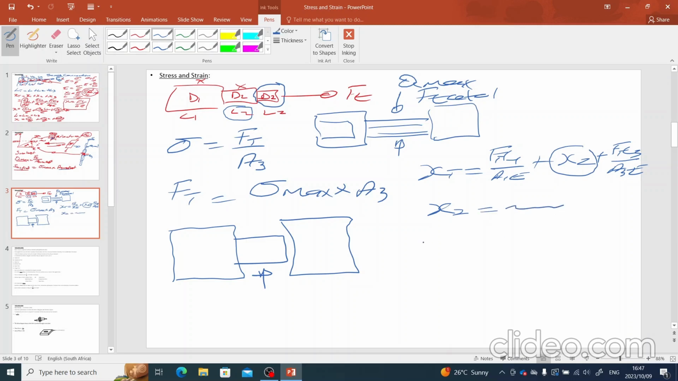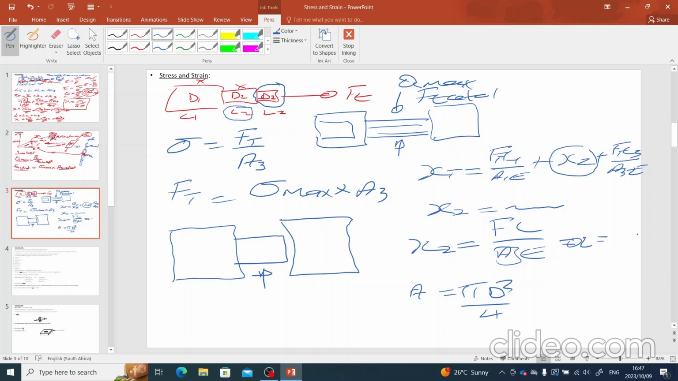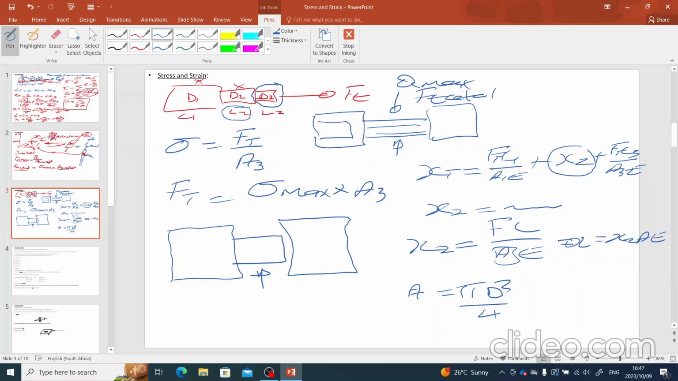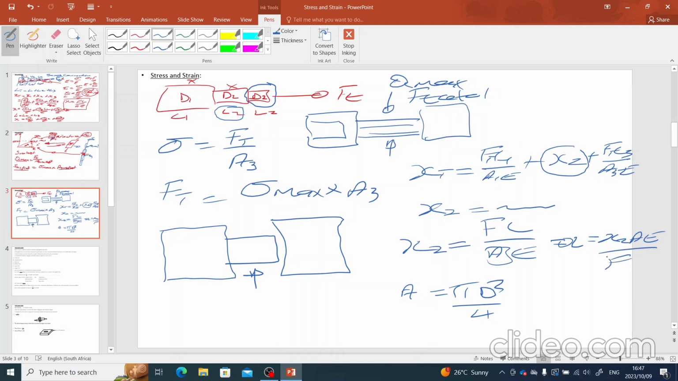After getting the value of X2, you come and calculate whatever they want you to calculate, be it the diameter. If they want the diameter, here you need to make A the subject of the formula. After you've calculated your A, you use that formula and get your diameter. Or they can want you to calculate L. It means here you will make L the subject of the formula. Then L would be X2AE divided by F. Then you get your L.